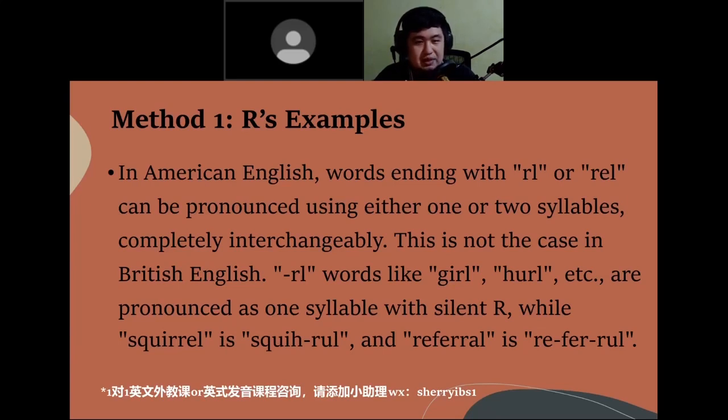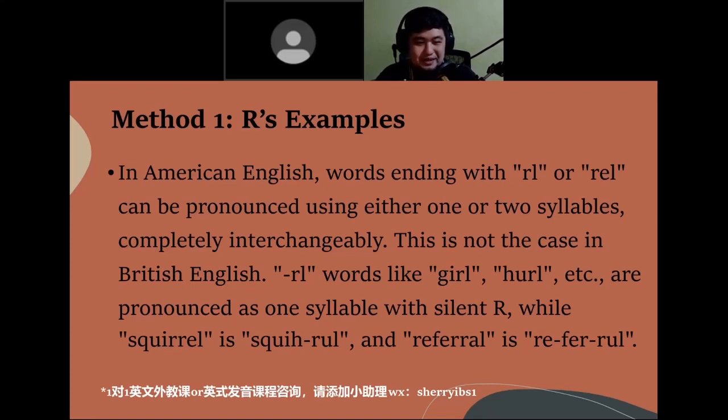Okay, so it's going to be girl, not in American, it's girl, or in Scottish, girl. Okay, hurl, harl. So some parts in Ireland, harl. And in Scotland. In British or Queen's English, they say it as girl, hurl, etc. Sorry, they are pronounced as one syllable with silent R, while squirrel is squirrel and referral is referral. So you have to be very mindful, students, of how you say your R's.